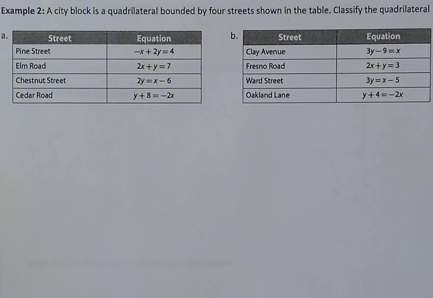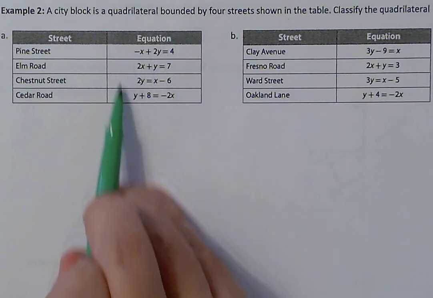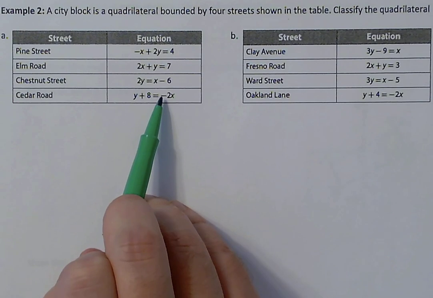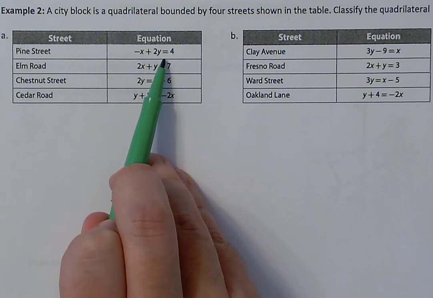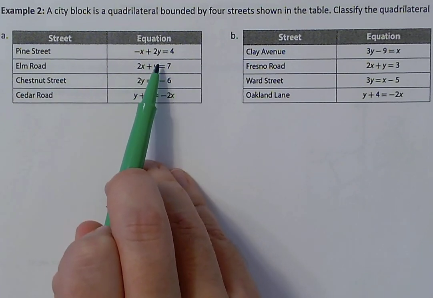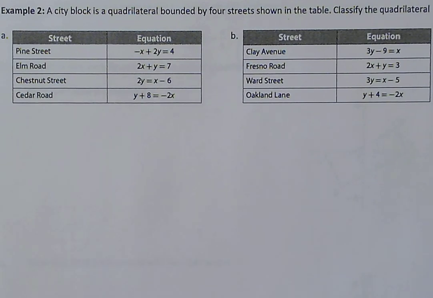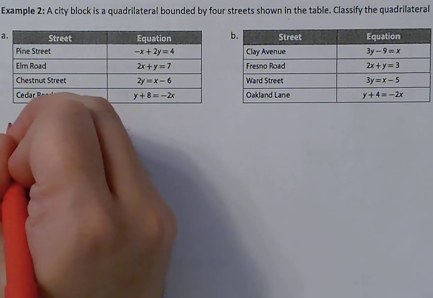The other way is that we can use the equations to determine what they tell us. So what I'm going to do is take all these equations and put them in y equals mx plus b form. So Pine Street being negative x plus 2y equals 4, we're going to change this to y equals mx plus b form. We're going to do that for all of them, and then we're going to look at the slopes to tell us our info.